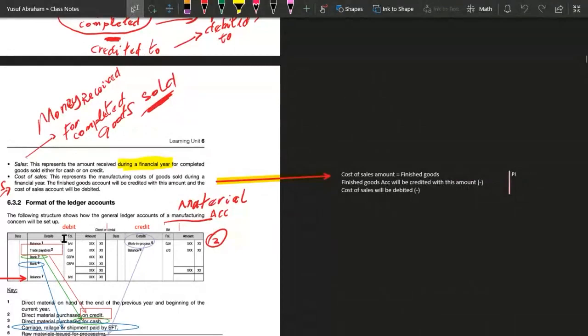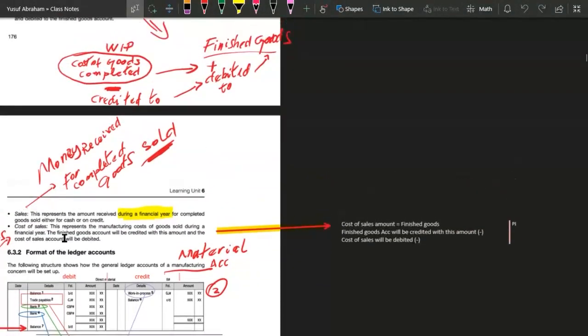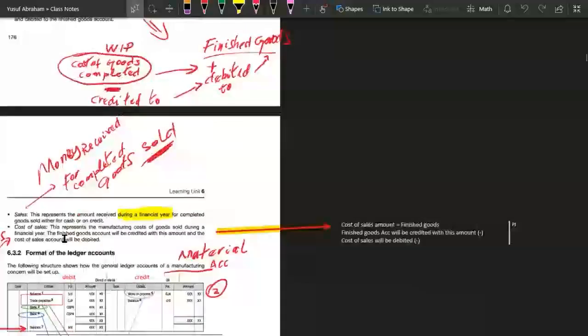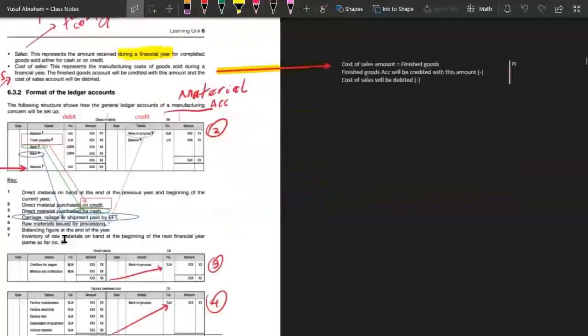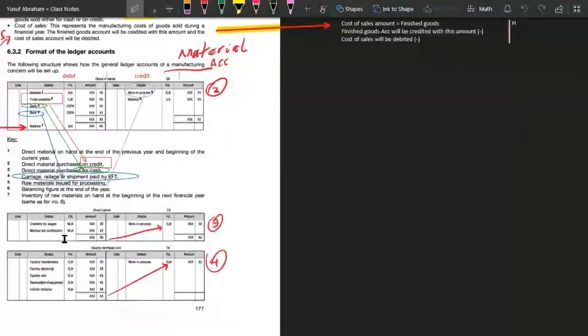So we will have that. Once we're done with the finished goods, what is the next progression? The next progression is that we need to sell those goods. Just logical, right? And once we've sold those goods, then we can look at the cost of sales. So this is the format of the ledger account.